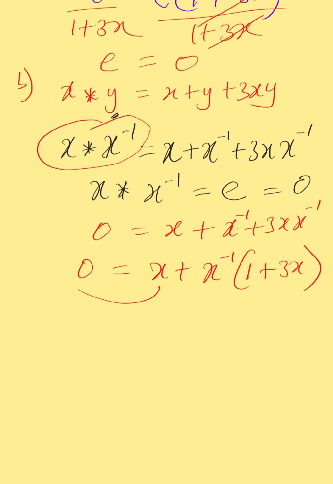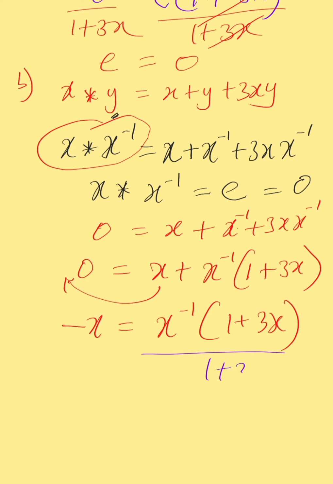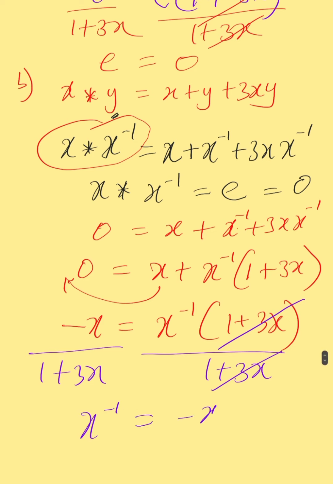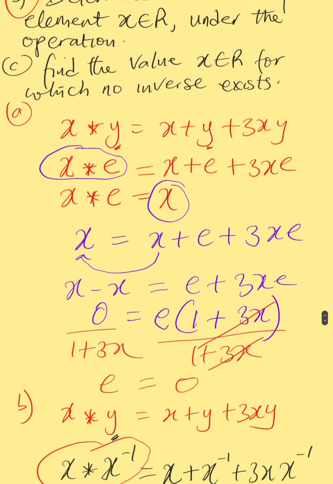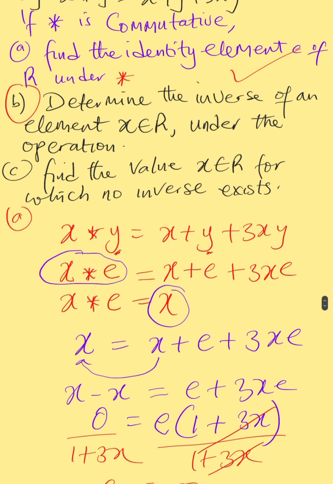Now let me move this x to the right hand side. It will be minus x equal to x inverse into 1 plus 3x. That is what it will be. So to get the value of x inverse, you now divide everything by 1 plus 3x over 1 plus 3x. This will cancel out. You see that x inverse is equal to minus x over 1 plus 3x. This is the solution to the second problem, which says we should find the inverse of an element x, element of R, under the operation.